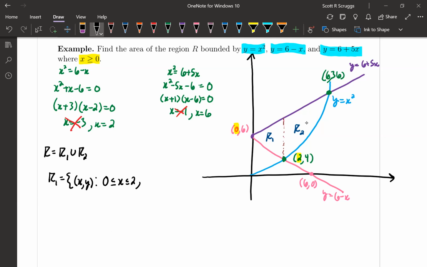Now for y, where I'm going from curve to curve, my smallest curve is 6 minus x, and my larger curve is 6 plus 5x. So because of that, y is going between 6 minus x and 6 plus 5x. And now we repeat the same process for R2.